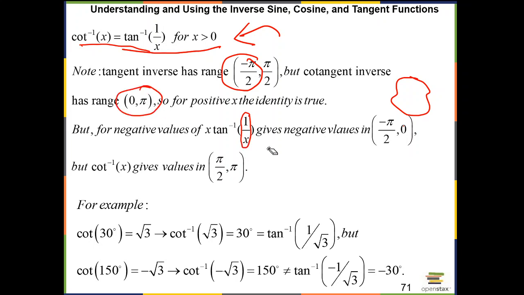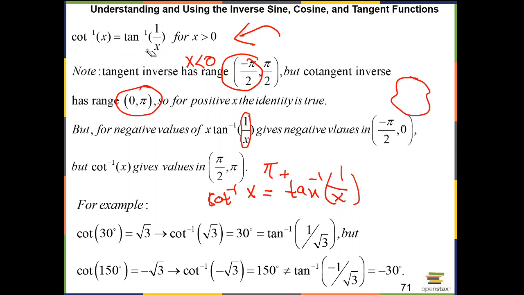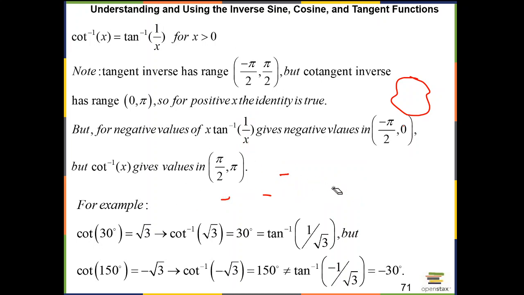Now, tangent inverse gives you a negative answer for some values of x. For what values of x? For negative values. So that means this is not true if x is less than 0. What we can do to make it true is add pi to it. So cotangent inverse of x is tangent inverse of 1 over x, and then we add pi to it to be correct. Now, there's an easier way to do that. For cotangent inverse, we just don't use this at all, because it's not always correct.